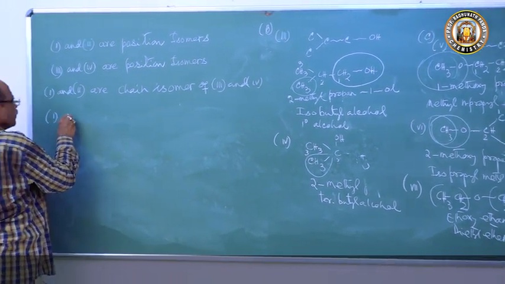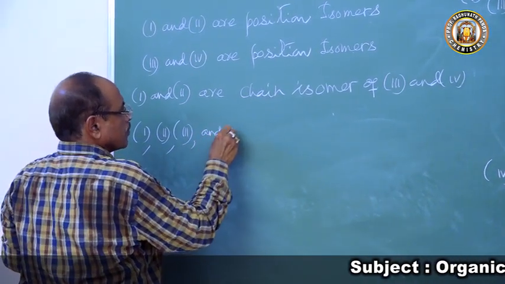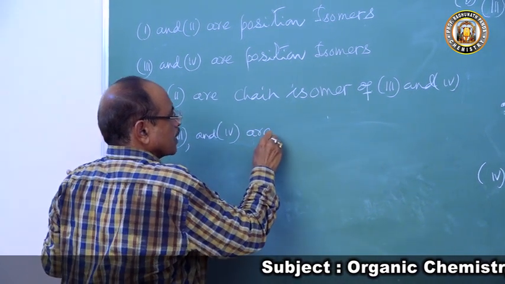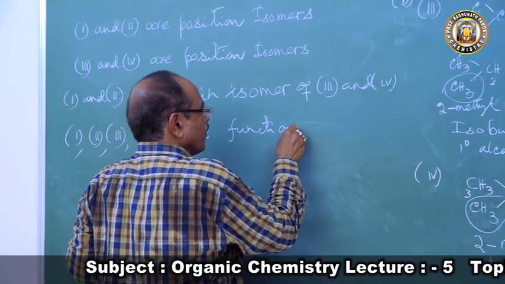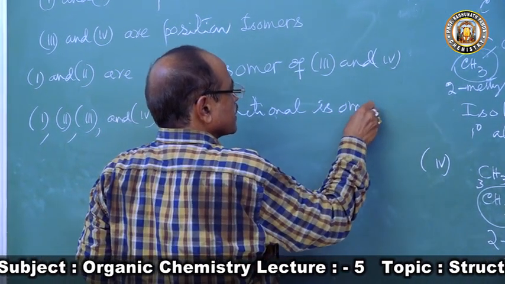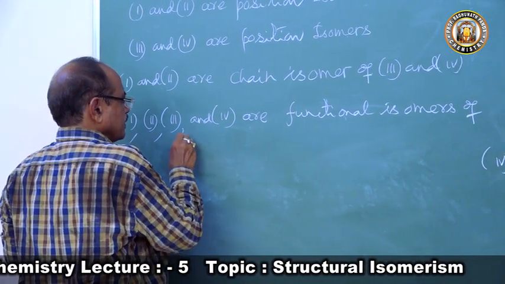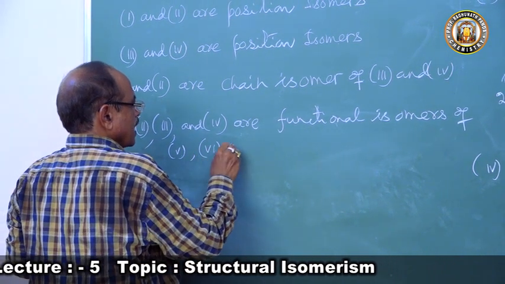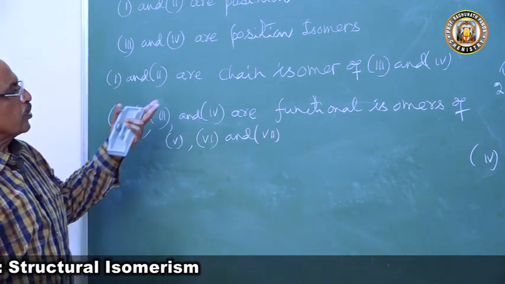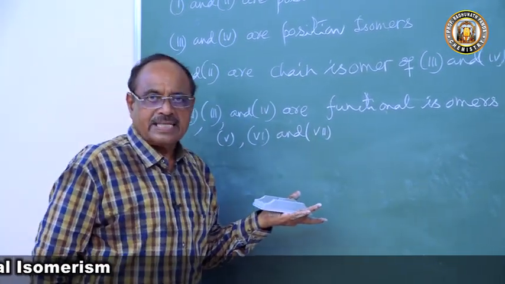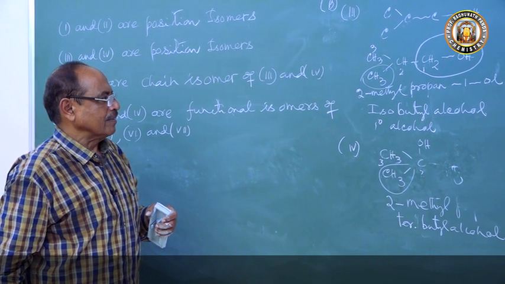1, 2, 3 and 4 are functional isomers of 5, 6 and 7. Because 1, 2, 3, 4 are alcohols, 5, 6, 7 are ethers. So 1, 2, 3, 4 are functional isomers of 5, 6, 7.